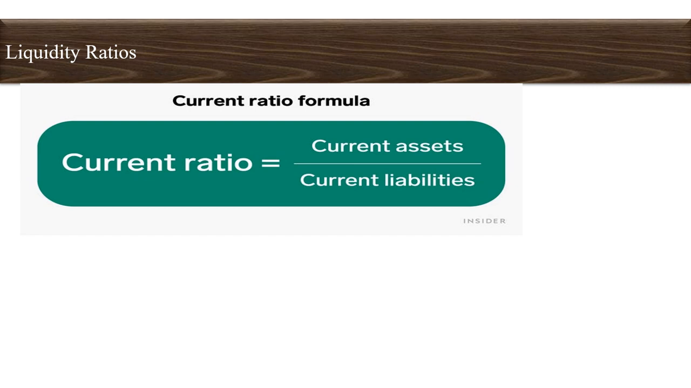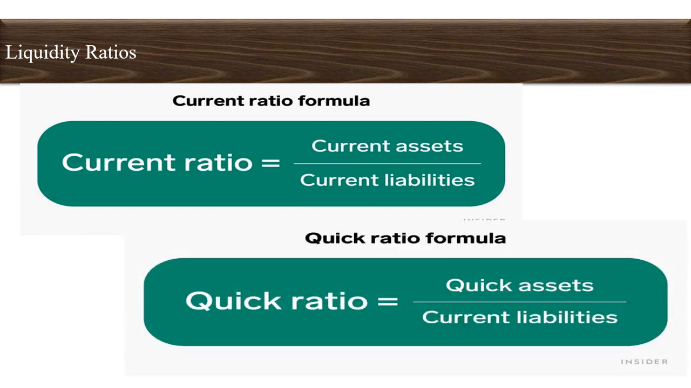Quick ratio. Quick ratio is also called as acid test ratio or liquid ratio. It is the relationship between quick assets and quick liabilities. Quick assets are those assets which are readily converted into cash. The formula is quick ratio is equal to quick assets divided by quick liabilities. A quick ratio of 1:1 is considered satisfactory.